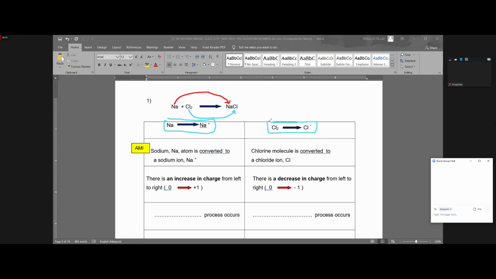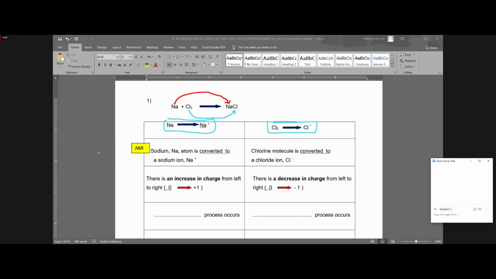How do we know whether it is oxidation or reduction? I'm going to teach you a very simple way. First, what type of particle is it? Here I put AMI. What is AMI? I taught you in Form 4: Atoms, Molecules, Ions, remembered as "aku makan itik". A means atoms, M means molecules, and I means ions.